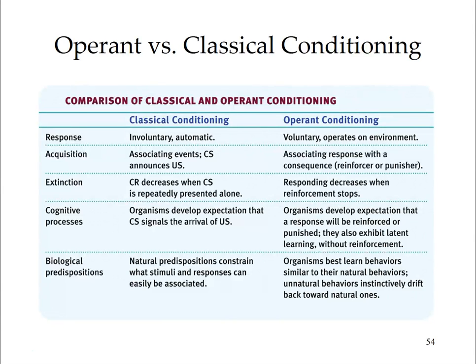The two forms of learning differ in an important way. In classical conditioning, organisms associate different stimuli that they do not control and respond automatically. In operant conditioning, organisms associate their behaviors with their consequences.